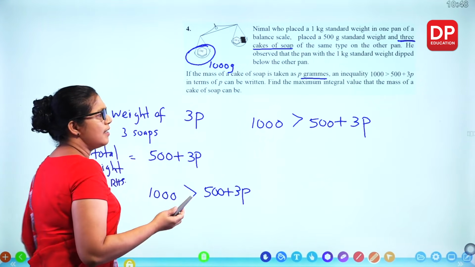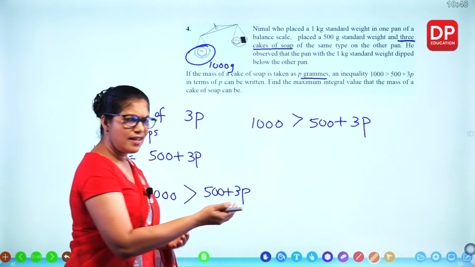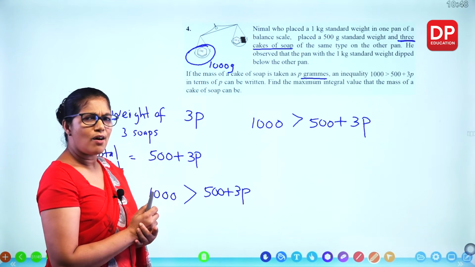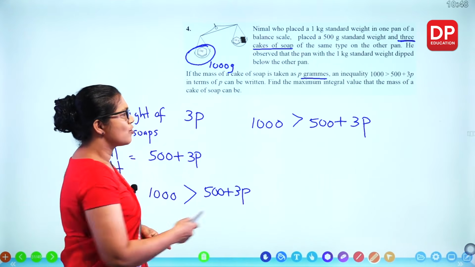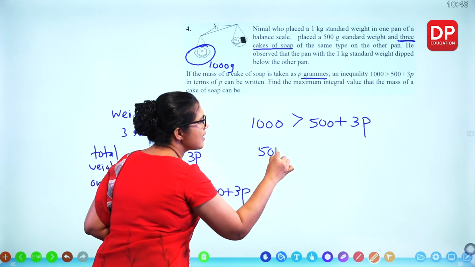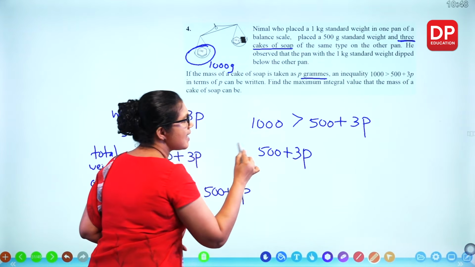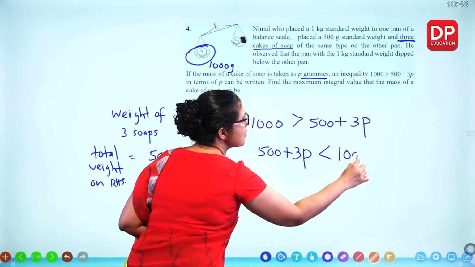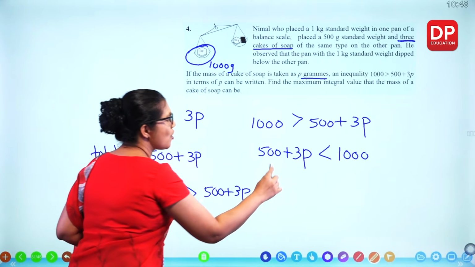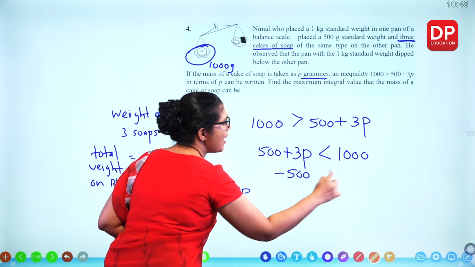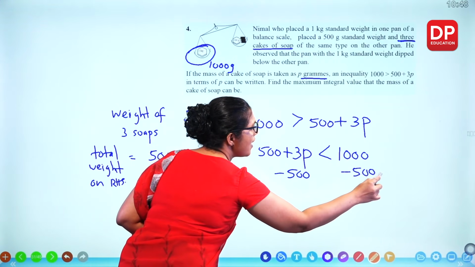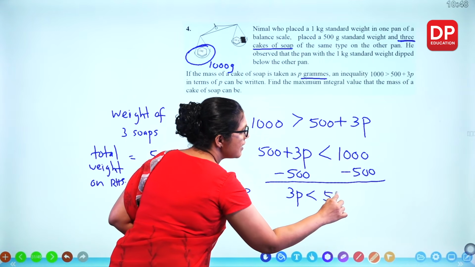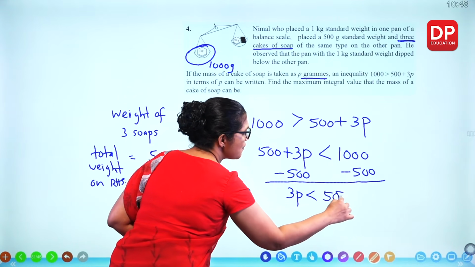Here I can write the same thing the other way around. Normally we keep the unknown letter on the left side. So I can write the same thing this side, and now this is less than 1000. Now we'll try to solve. I want to get rid of this 500. Subtract 500 and you get 3P is less than 1000 minus 500, which is 500.